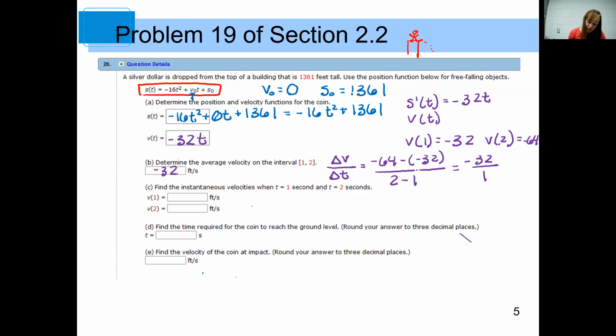Find the instantaneous velocities when t equals 1 second and t equals 2 seconds. So we've actually already done that. We've looked at finding v of 1 and finding v of 2, so we can just plug in those values. This is going to be a negative 32, and this is going to be a negative 64.